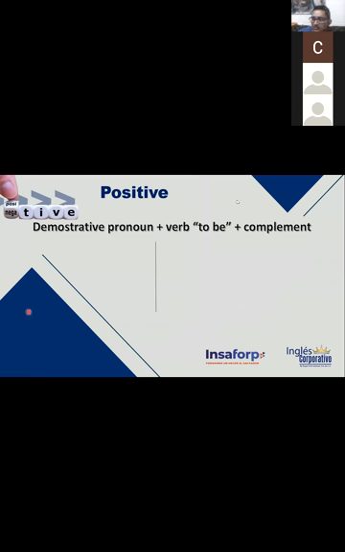Now, ¿cómo formamos oraciones? How do we make positive sentences? Very easy. We have a formula. Tenemos una fórmula. Demonstrative pronoun, pronombre demostrativo, plus we have the verb be. Podemos utilizar el verbo to be plus a complement.